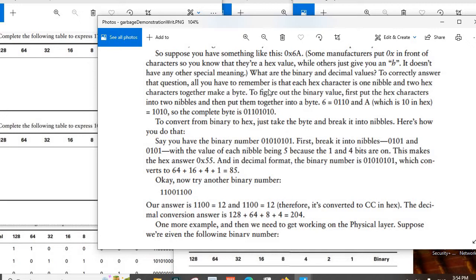To correctly answer that question, all you have to remember is that a hex character is one nibble, and two characters together make a byte. So this is supposed to be a measure of data, like a byte, and this is a portion of a byte. And this is completely meaningless. Each hex character is one nibble, and two hex characters together make a byte. What is the significance of that? It just stops there. It doesn't explain that further.